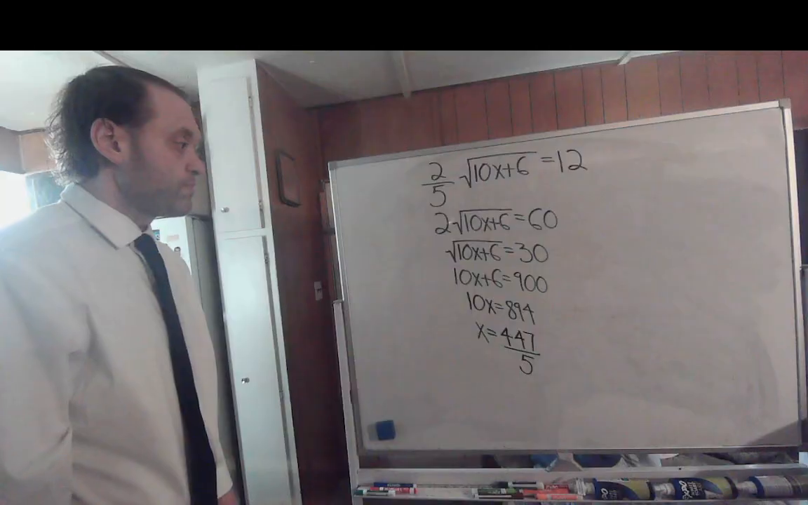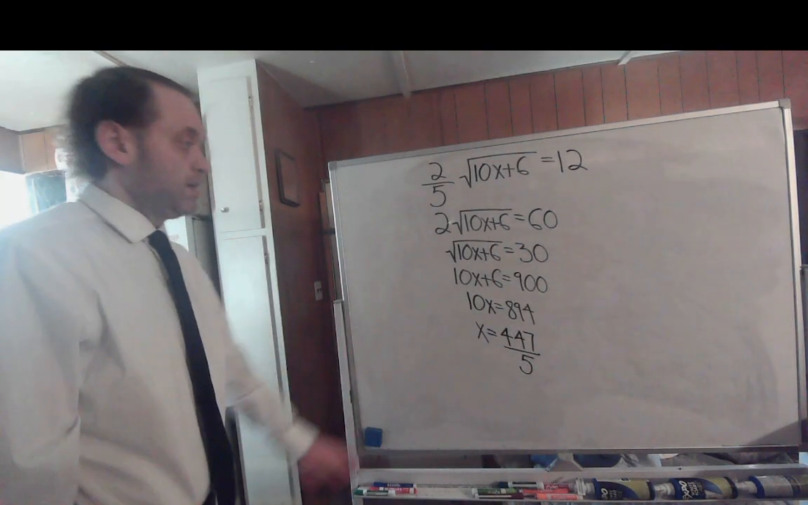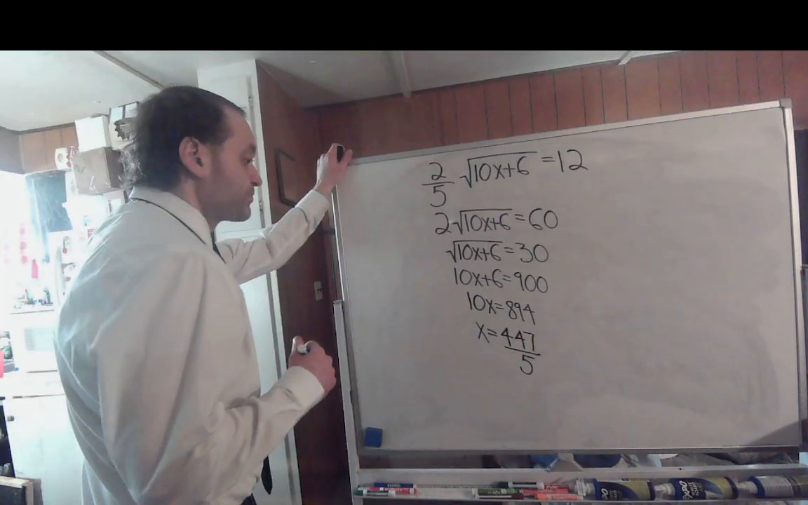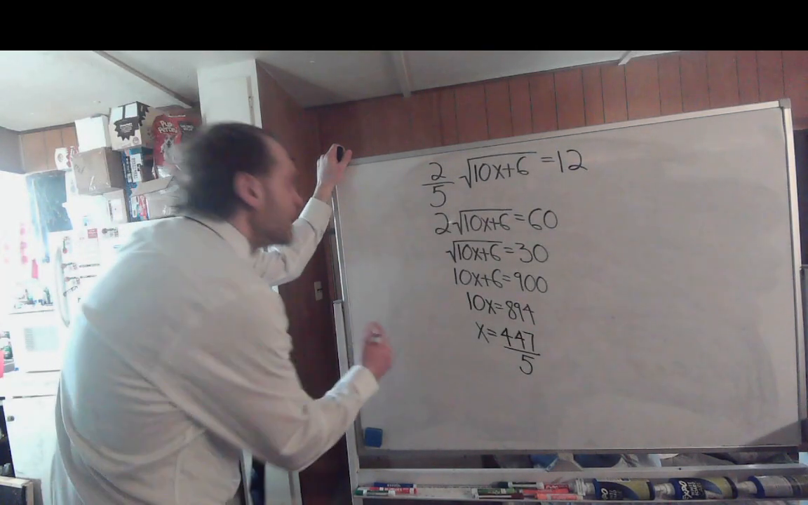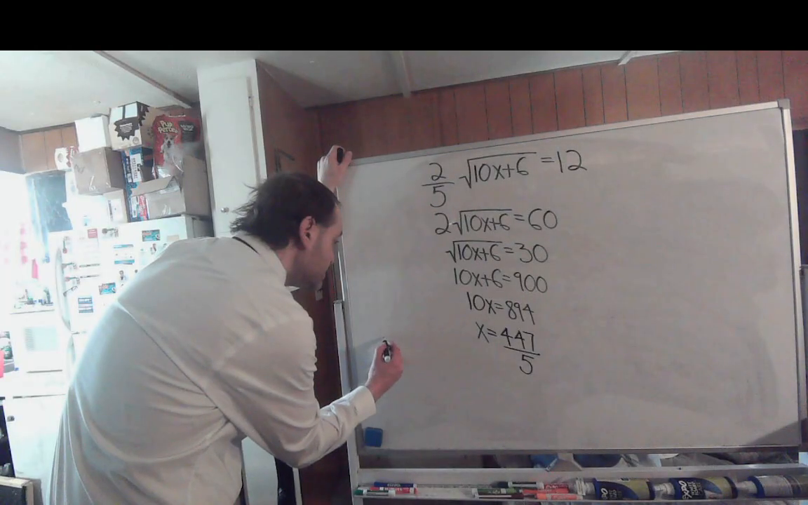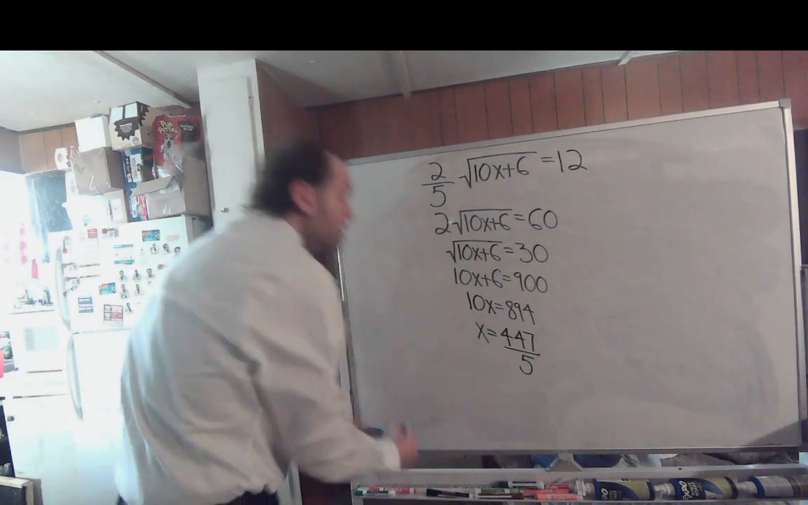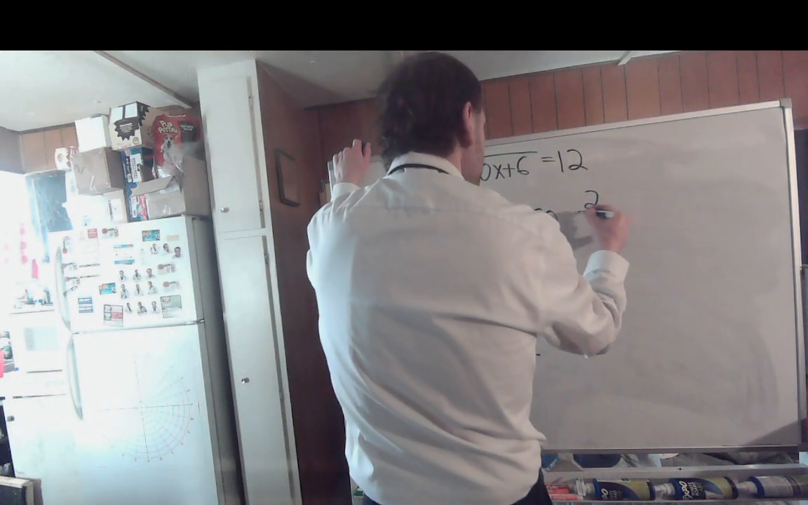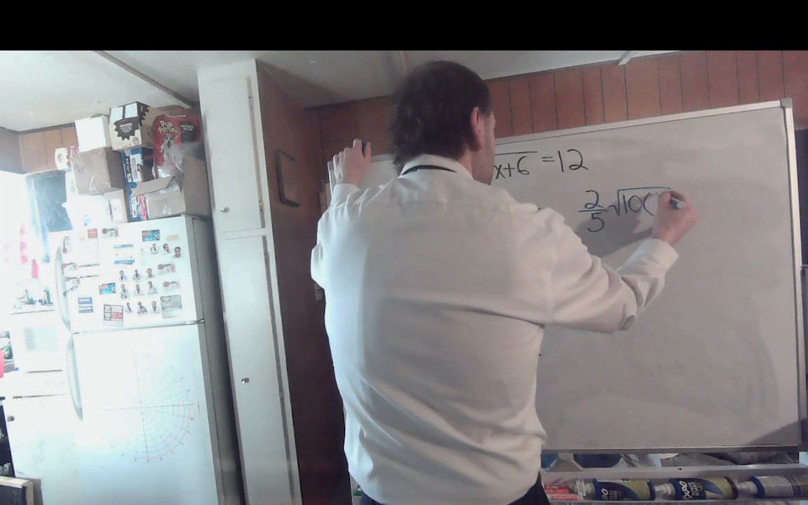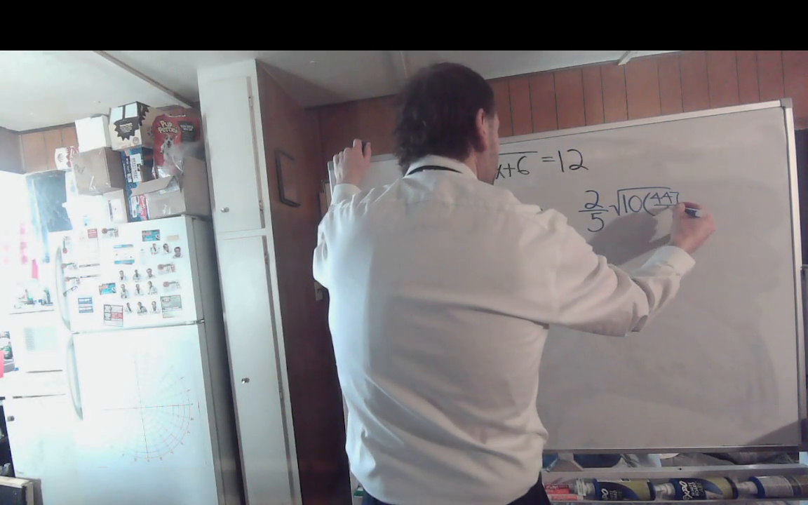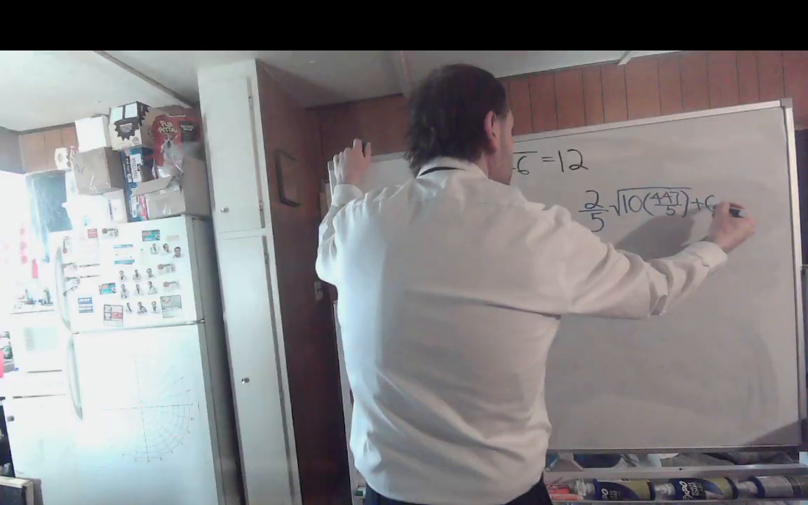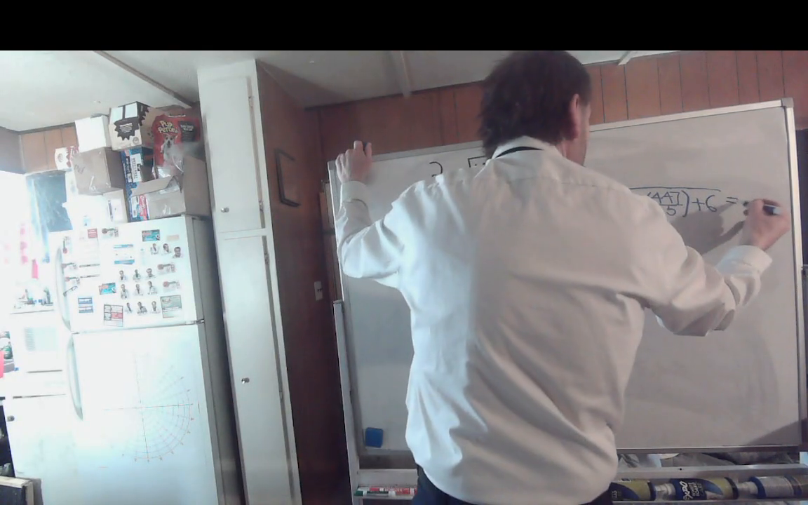So let's see what we get here. Let me write in the other color. So take 2/5 times the square root of 10 times 447 over 5 plus 6. Would that equal 12?